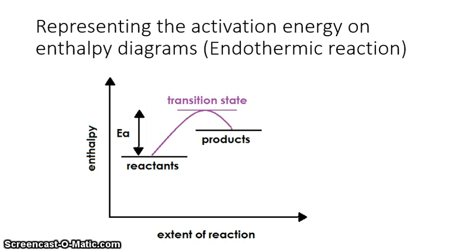So the last thing you need to know about this diagram is that activation energy: the bigger that activation energy is, the more energy you have to put in in order to get the reaction to go. So if you have a reaction which is going to be slow and difficult to get started, that means the activation energy is going to be higher.